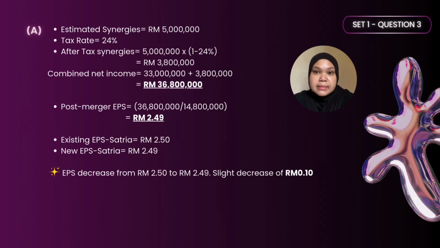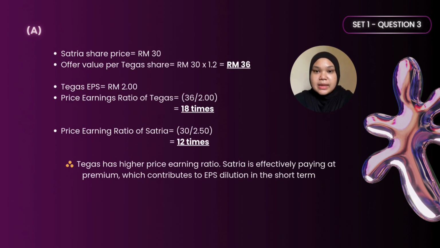Compared to the pre-merger earnings per share of RM2.50, this indicates slight earnings per share dilution for Satria Berhad shareholders. This dilution is largely attributable to the premium implied in the offer made to Tegas Sendirian Berhad shareholders. Based on Satria Berhad's market price of RM30 per share, the implied offer value for each Tegas share is RM36.